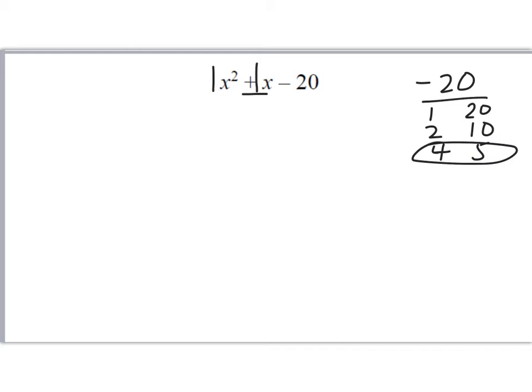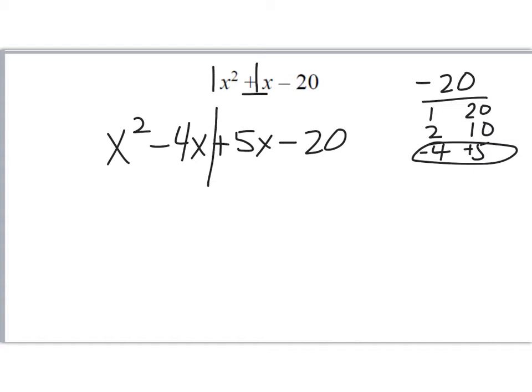Which one has to be negative? Well, that's my negative, that's my positive. Now I'm going to rewrite this, and again, I'm not going to do that first one. I'm just going to do x squared minus 4x plus 5x minus 20. Everything's the same except for this middle part right here should equal that 1x, and it does.